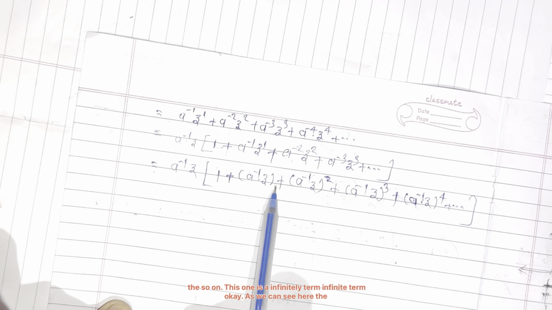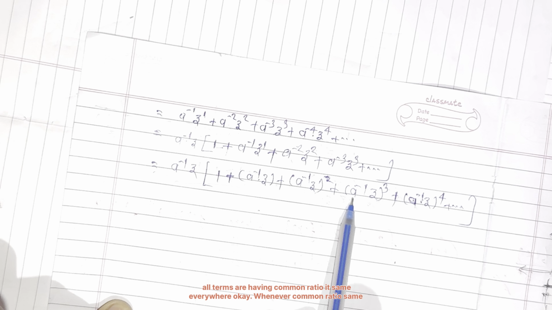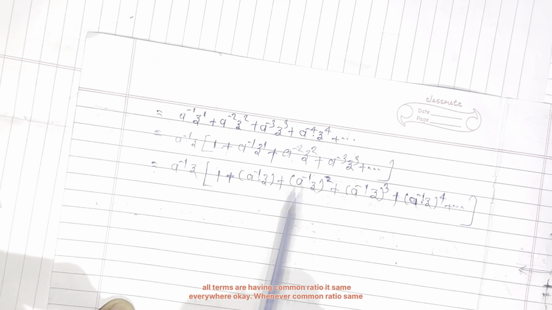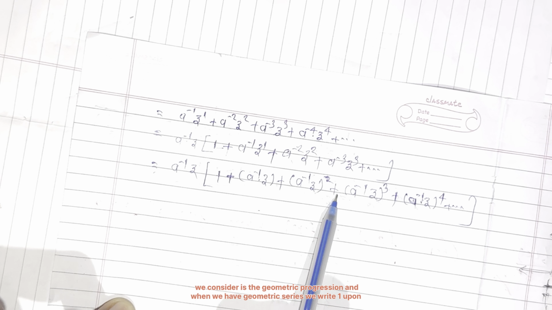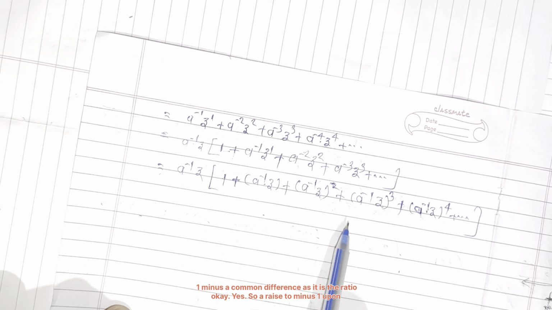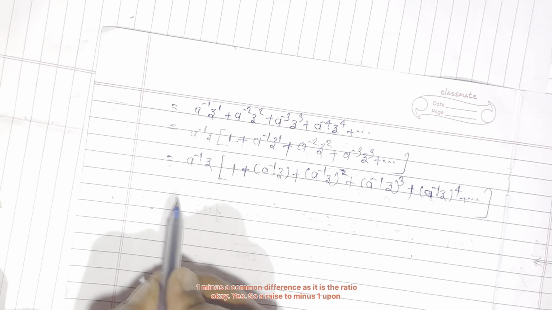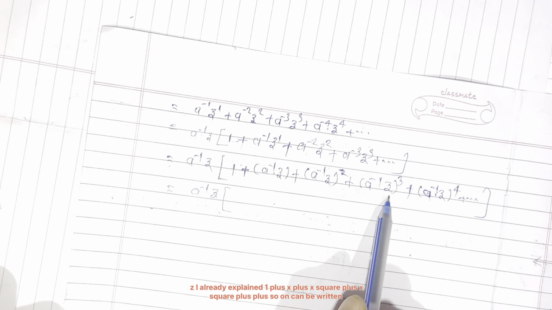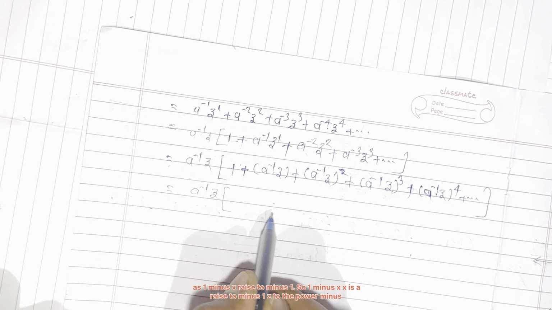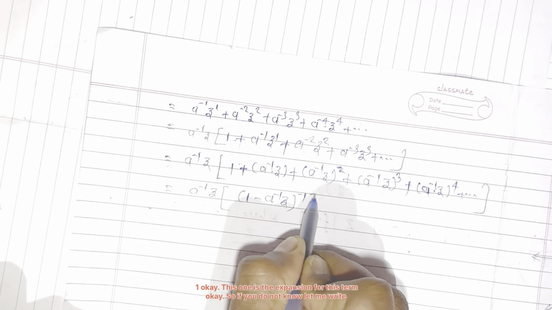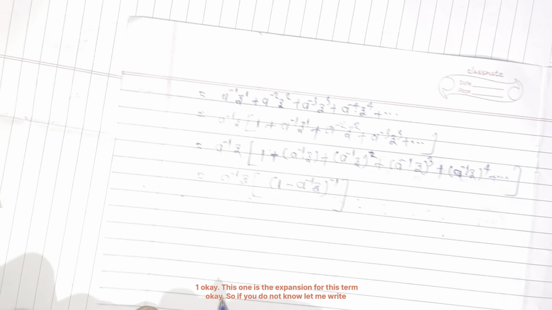As we can see here, all terms have the same common ratio. Whenever the common ratio is the same, we consider it a geometric progression, and for a geometric series we write 1 upon 1 minus the common ratio. So a raised to minus 1 upon z, I already explained, 1 plus x square plus x cube and so on can be written as 1 minus x raised to minus 1. This one is the expansion for this term.